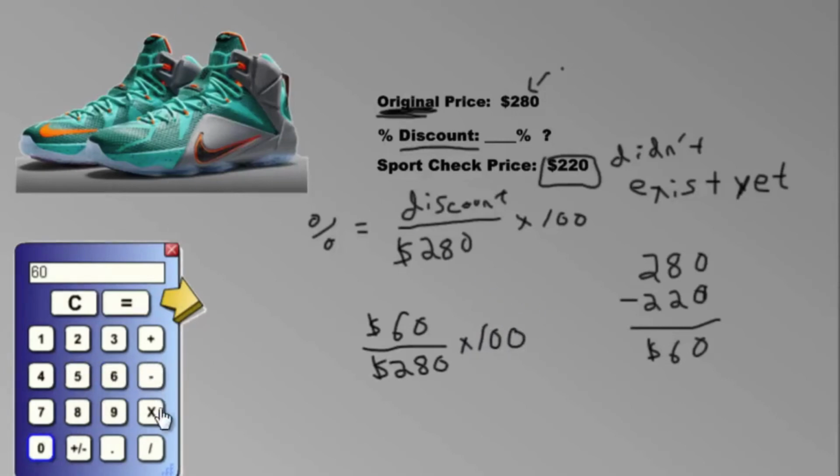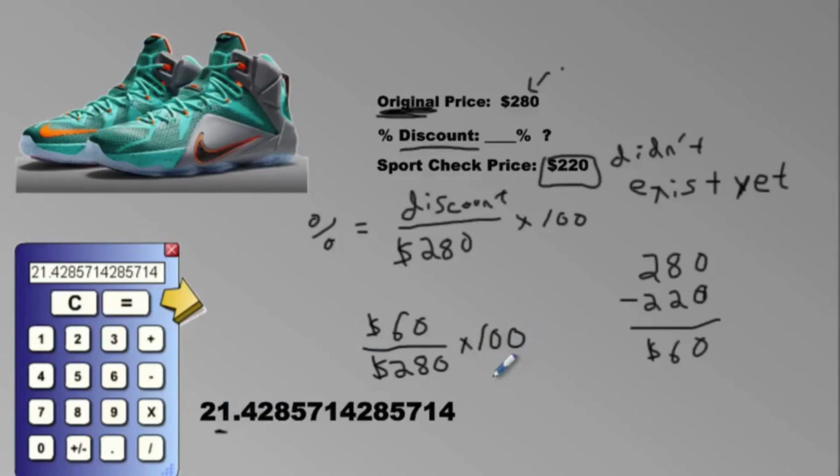You're going to write 60 divided by 280. You get that, multiply by 100, and you get this number. There's a lot of decimal points, but don't let that scare you. We'll just have to round it, which is no big deal. We're going to round it to the nearest whole number. So look beside it. Is that 5 or bigger? No, it's not 5 or bigger. It's smaller than 5. So the 1 stays the same, and you get a 21% discount.